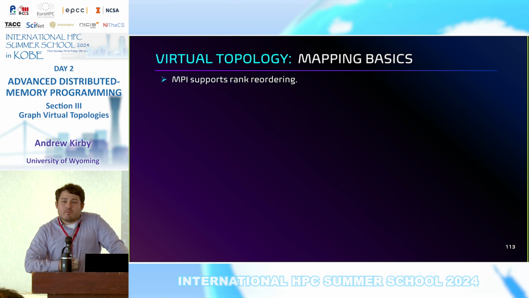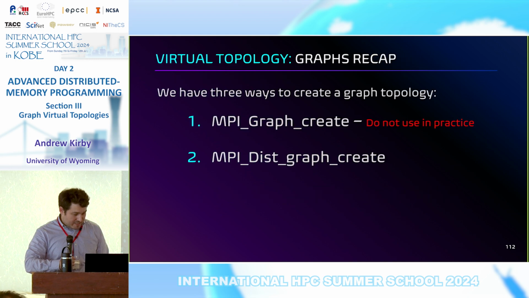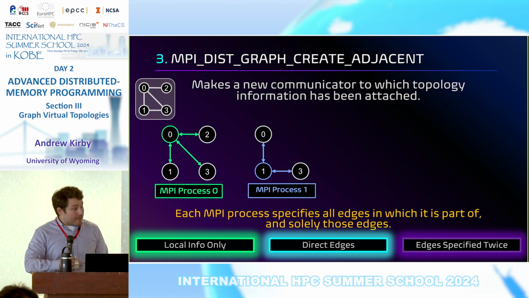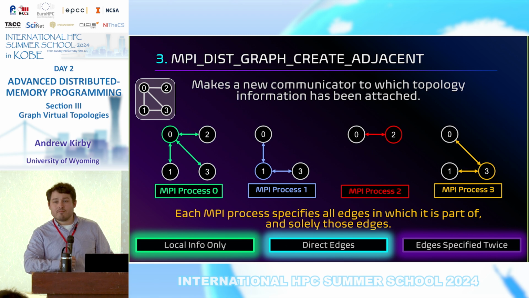One-to-one, say that again, one-to-one mapping between the edges and nodes? Yes. And if I go back a little bit, quick. See, in the yellow there, each MPI process specifies all edges of which it is part, and solely those edges. So that's why it's a one-to-one mapping. In mathematical terms, this one is a bijection mapping, right?